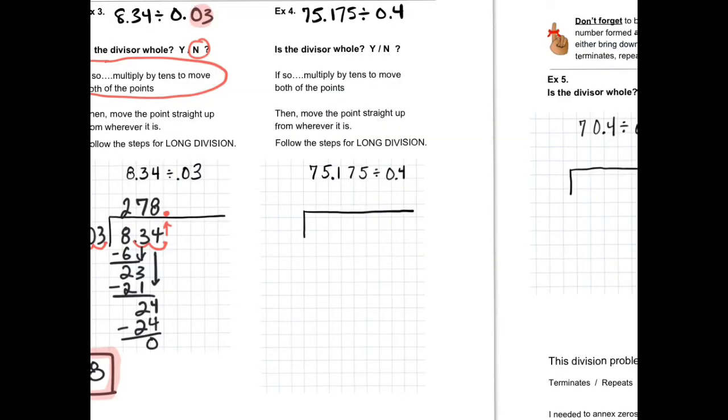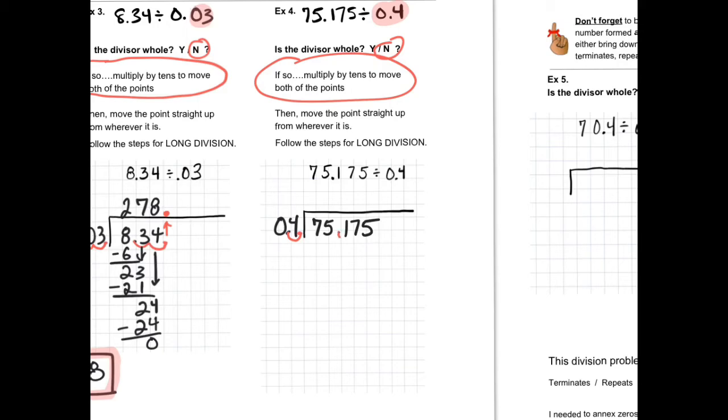Example 4. 75.175 divided by 0.4. Is the divisor a whole number? No, it's 0.4, which means we're going to have to move decimal points. So 0.4 goes into 75.175. I'm going to multiply 0.4 by 10 to give me 4, which is a whole number.